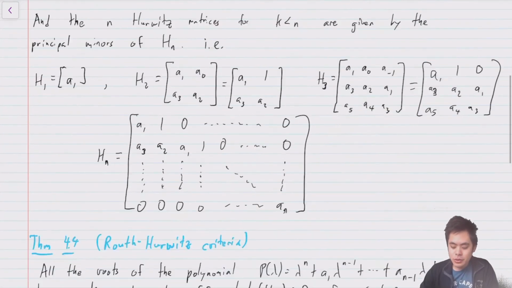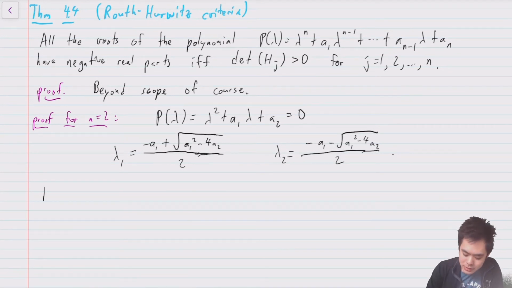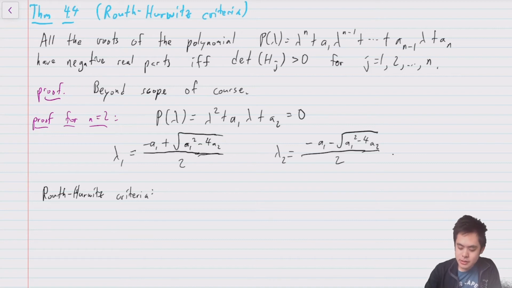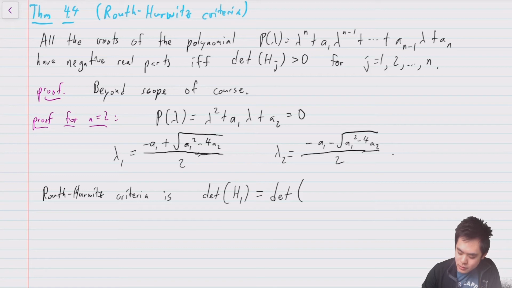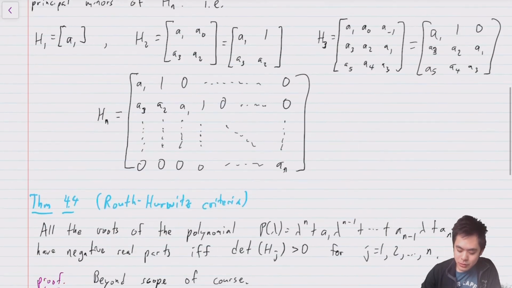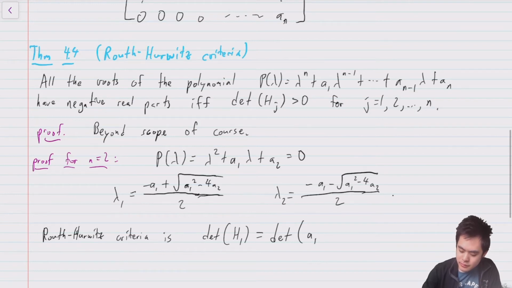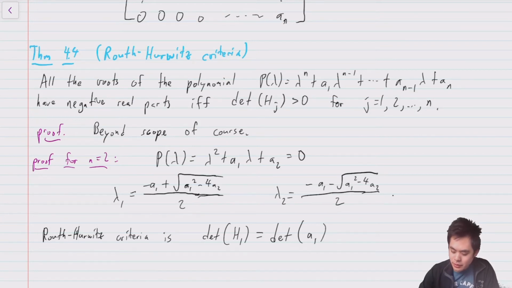So we only need H1 and H2. So the Routh-Hurwitz criteria says the determinant of H1, which is equal to the determinant of a1, has to be greater than 0.